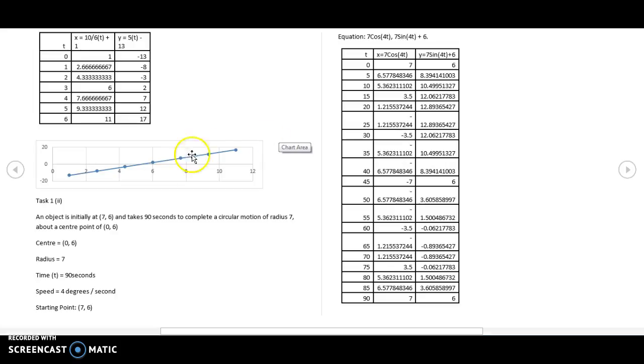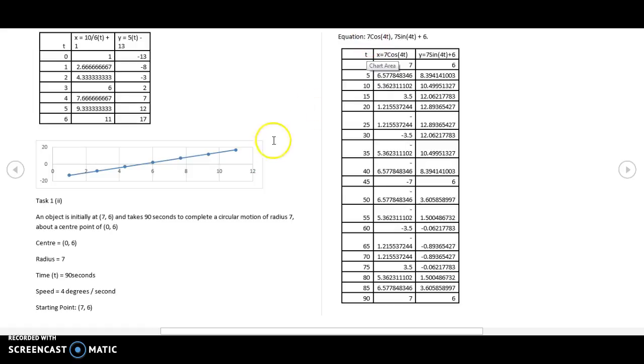So from there I've marked down some important pieces of information. So the center is equal to 0,6, the radius is 7, the time is 90 seconds, and from that we can get the speed, which is 4 degrees a second, because 360 divided by 90 is 4, and then the starting point is 7,6. So from that I was able to get the equation.